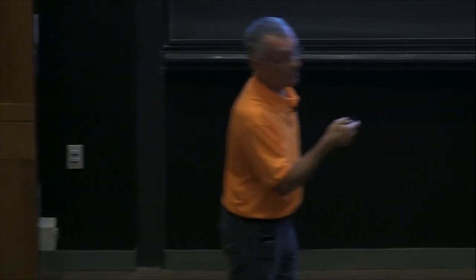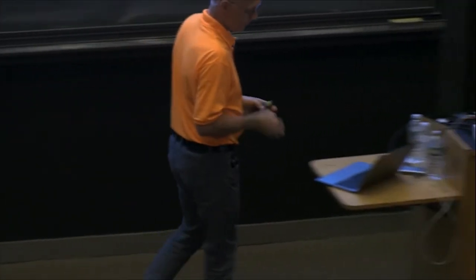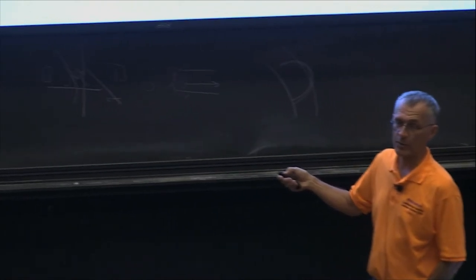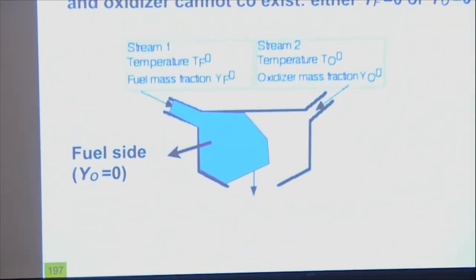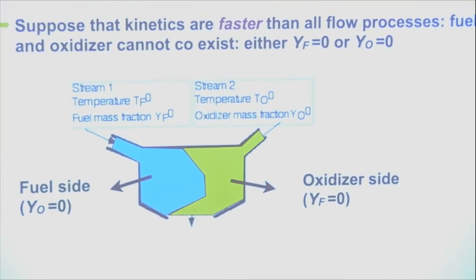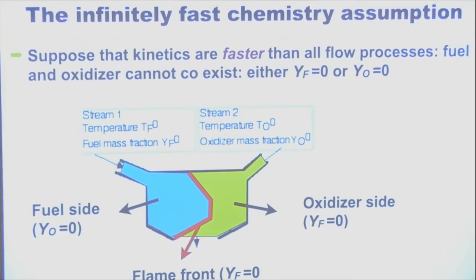Well, it means in my expressions that either YF will be zero or YO will be zero. And that really means that in this combustor, the world now is split in two. There is a zone where there is no oxidizer. We call it the fuel side. YF is not zero, but YO is zero. And there is a zone where there is no fuel. We call it the oxidizer side. And at the interface between the two, there is the flame front.